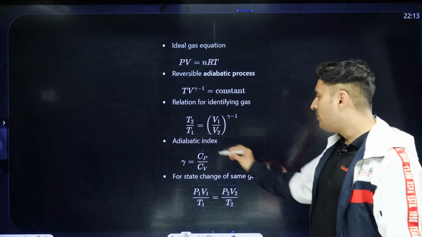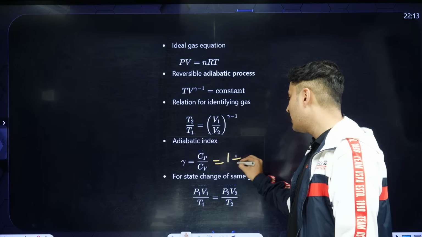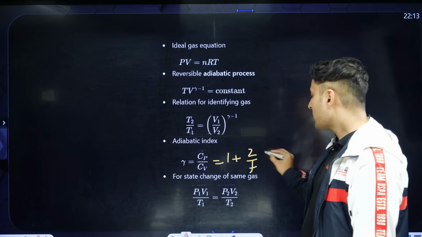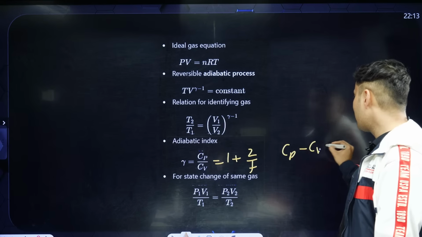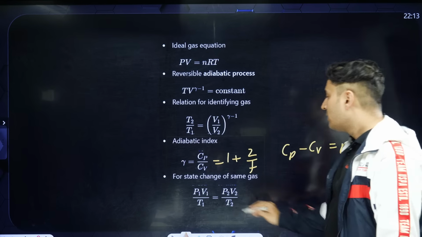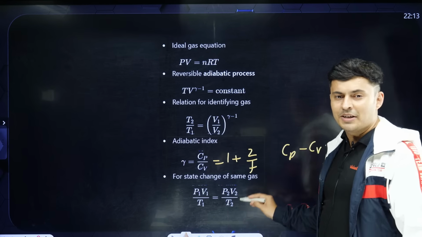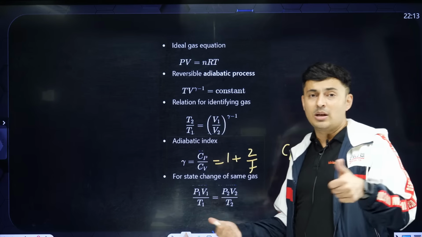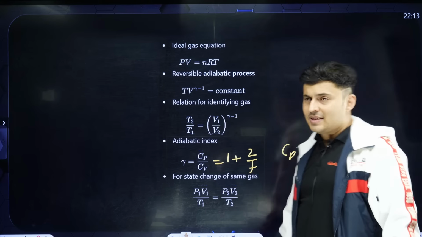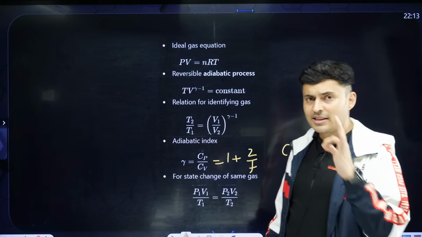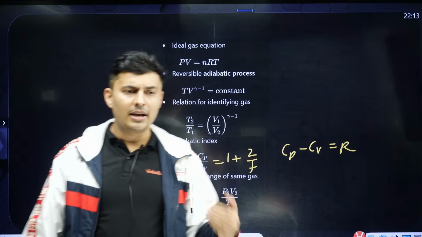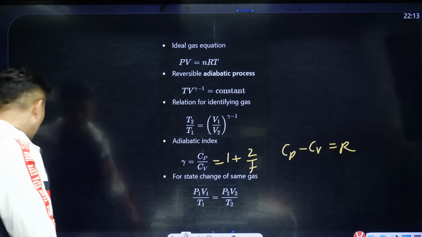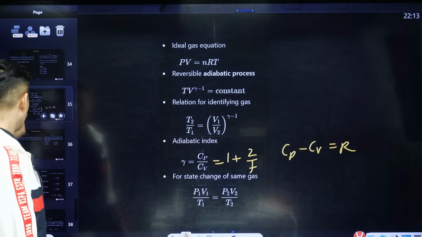Gamma is Cp by Cv, which is also 1 plus 2 by degrees of freedom. Then your Cp minus Cv is equal to R. Then for change of state, P1 V1 by T1 is equal to P2 V2 by T2. This formula was also used. So basic gas laws which you have studied in physical chemistry are used again and again over here. This was again a common concept repeated.